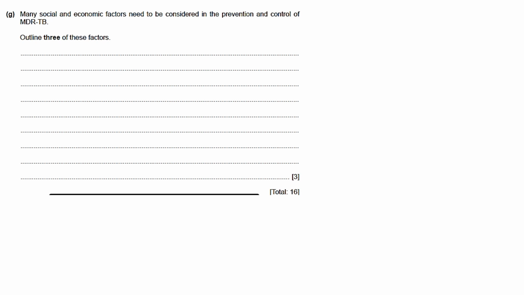Many social and economic factors need to be considered in the prevention and control of MDR-TB. Outline 3 of these factors. So again, MDR-TB is speaking about the fact that these bacteria are beginning to develop resistance to the antibiotics that are typically used, and so something else that you need to mention is that you need to educate people.